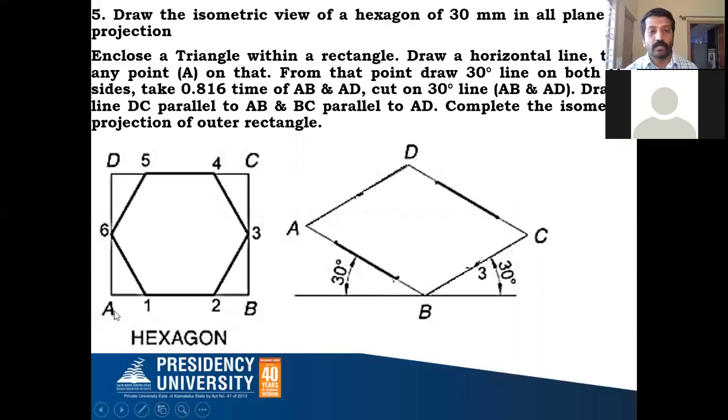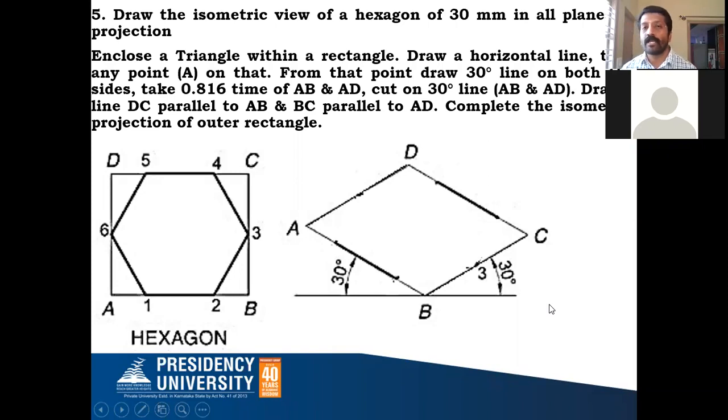Before starting, measure the A to B and B to C distances and keep them with you. So take the A to B distance and convert that into isometric scale. With B as the center, cut an arc on the left side 30-degree line. You call that point A. Similarly, take the B to C distance, convert that into isometric scale, and from point B cut the right side 30-degree line. Call that C.